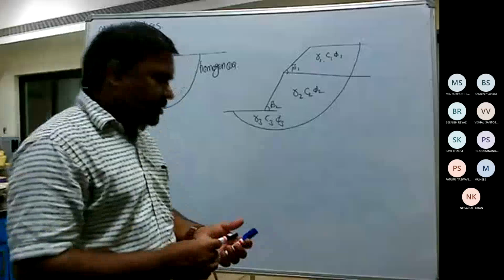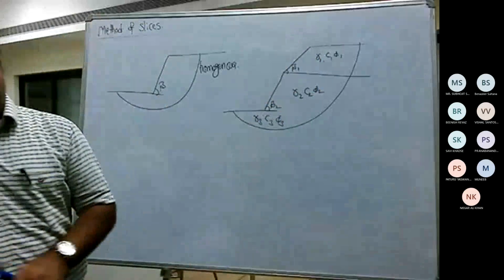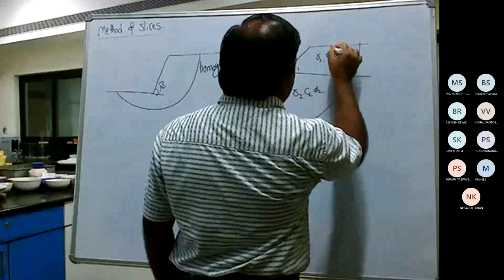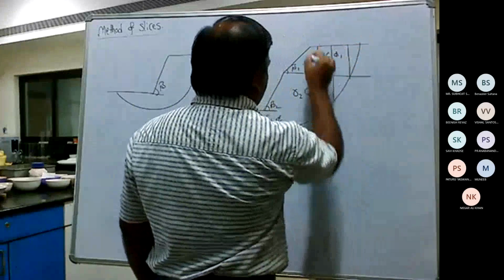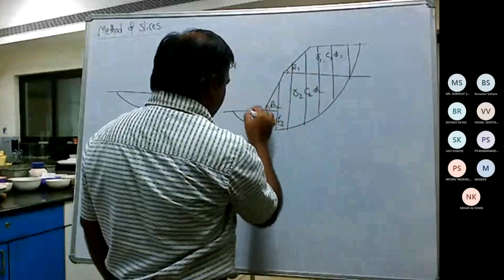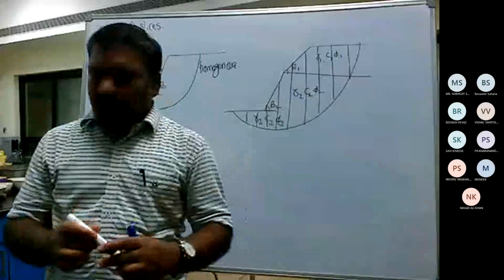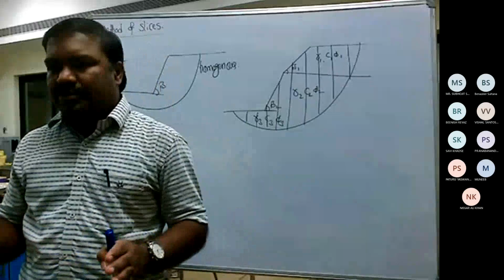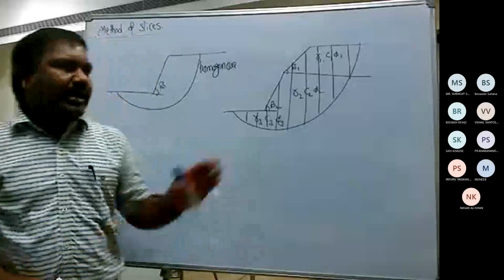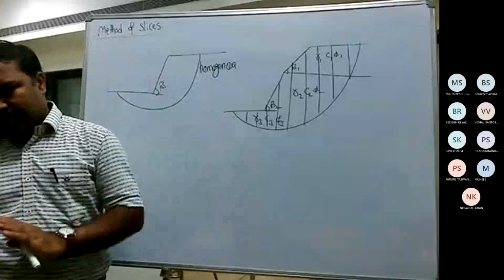So what they have done is, instead of taking the entire soil mass as a single geometry, they have divided this soil into so many slices. You can make any number of slices. It is immaterial because the computational program is solving all the analytical equations. Therefore, you can assume any number of slices.